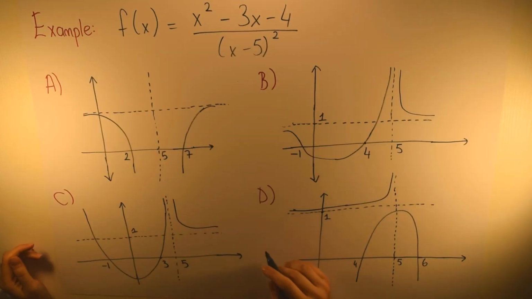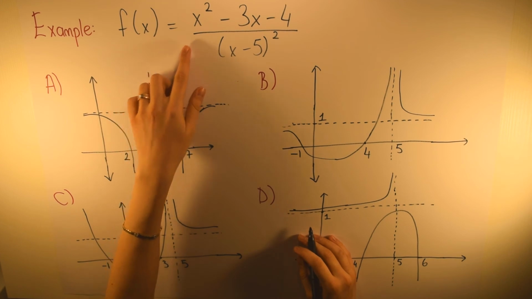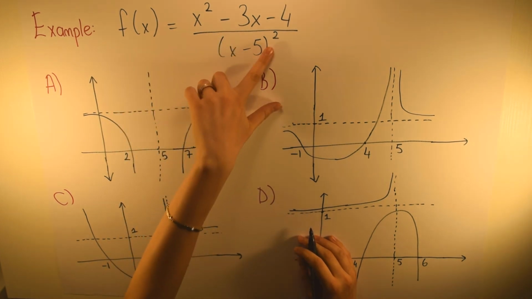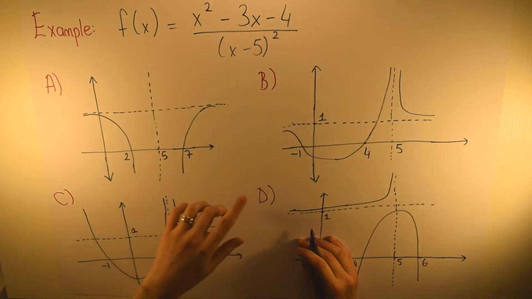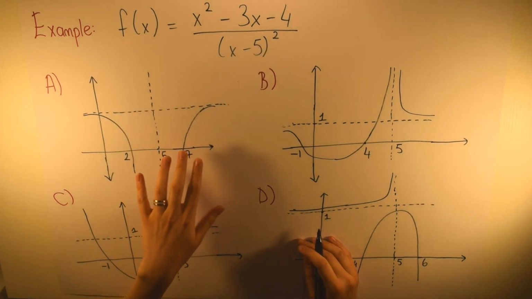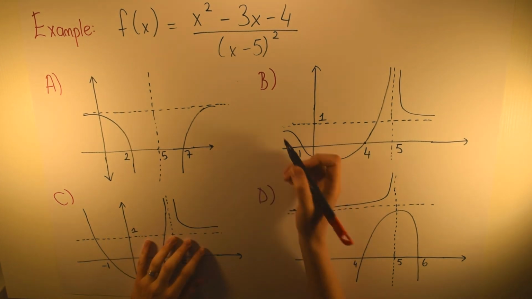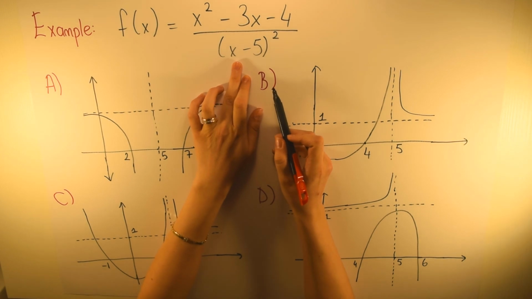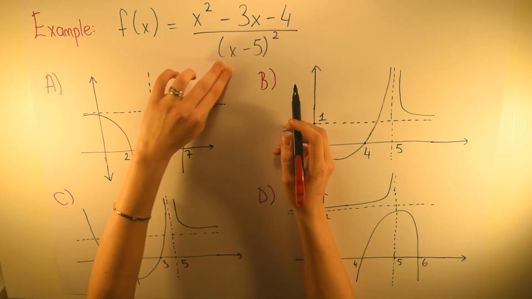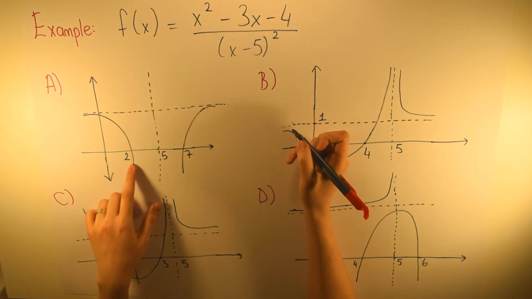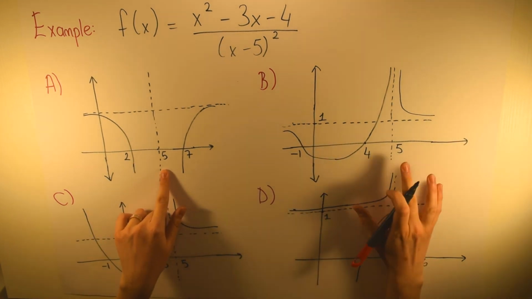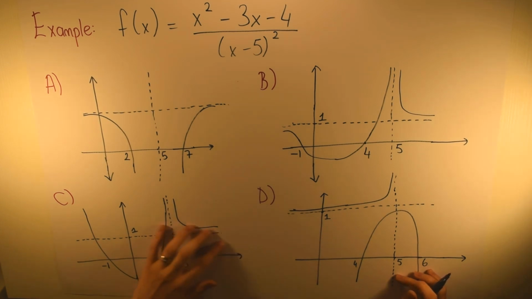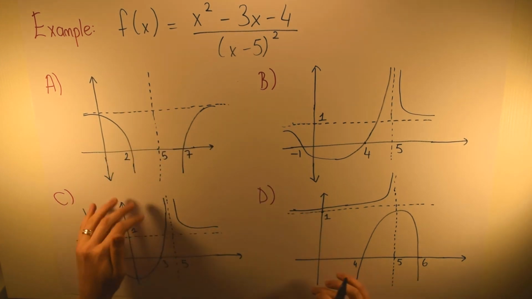Now let's look at this example. Here we have f of x is equal to x squared minus 3x minus 4 over x minus 5 to the power of 2. So let's find its graph here. First we know that the value that makes the denominator equal to 0 is our vertical asymptote, right? Which value makes our denominator equal to 0? It is 5. So let's look here. We have 5 here, we have 5 here, and we also have 5 here, so we actually have 5 in all choices.